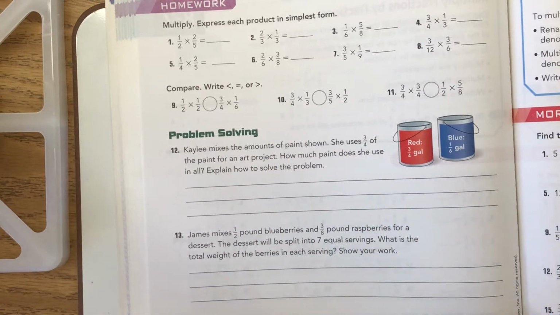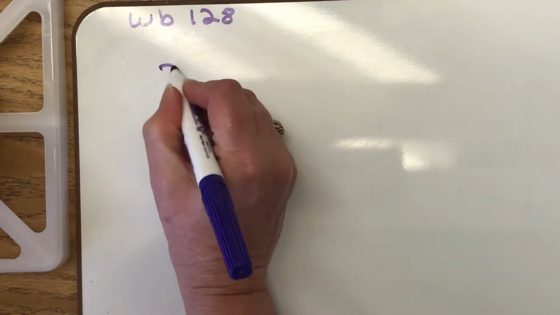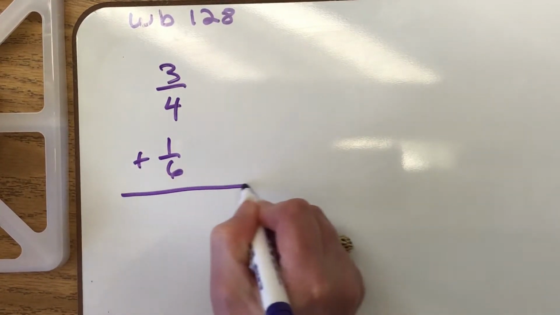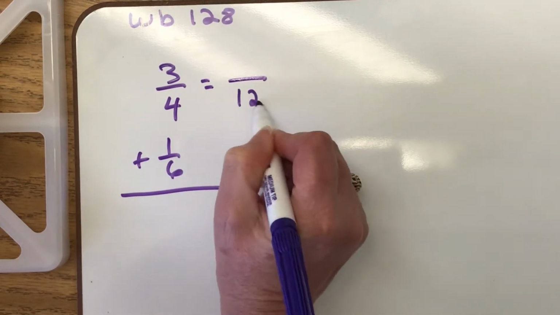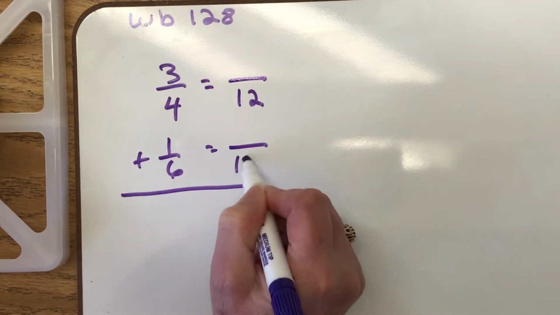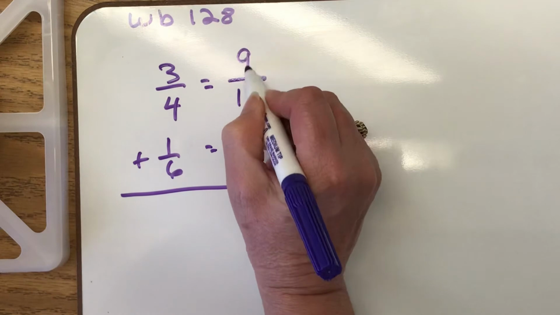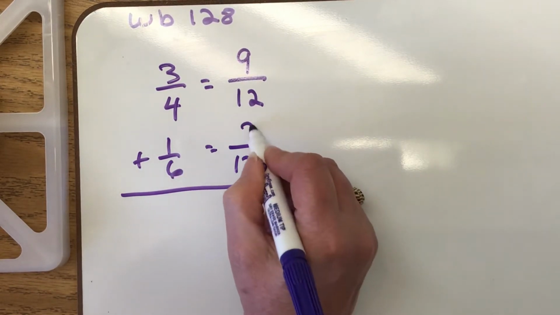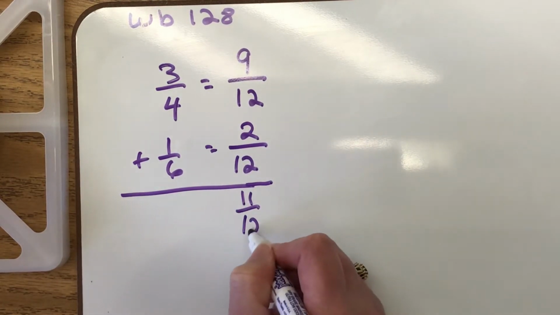So I have to add 3/4 plus 1/6. That is my first step. So I will add 3/4 plus 1/6. My least common denominator of 4 and 6 is 12. So I need to make both of these 12ths. And remember that 4 times 3 is 12, so 3 times 3 is 9. 6 times 2 is 12, so 1 times 2 is 2. So when I add these two fractions, I get 11/12.